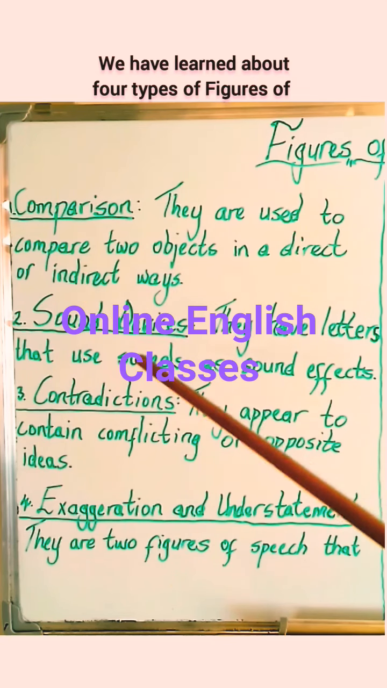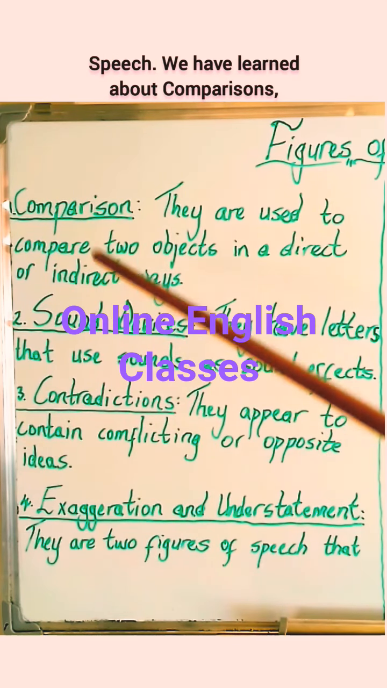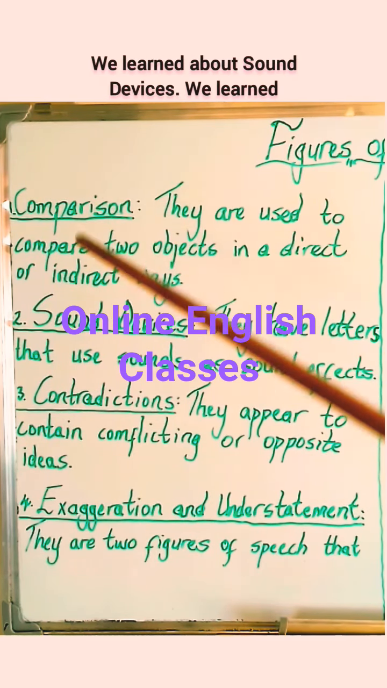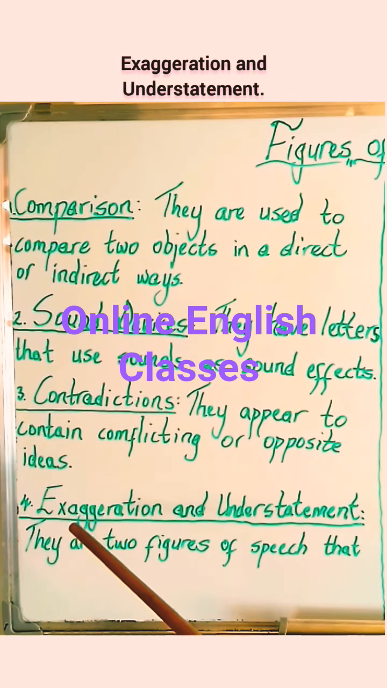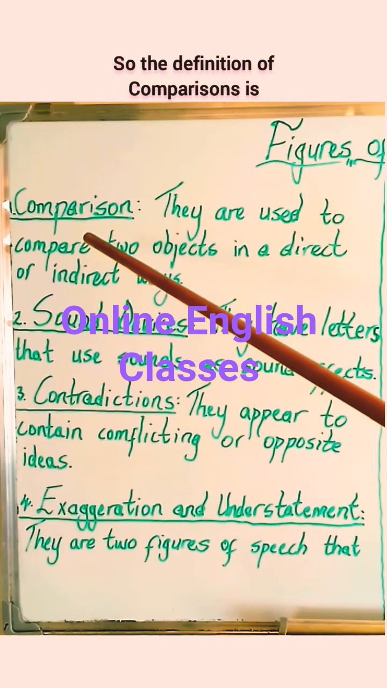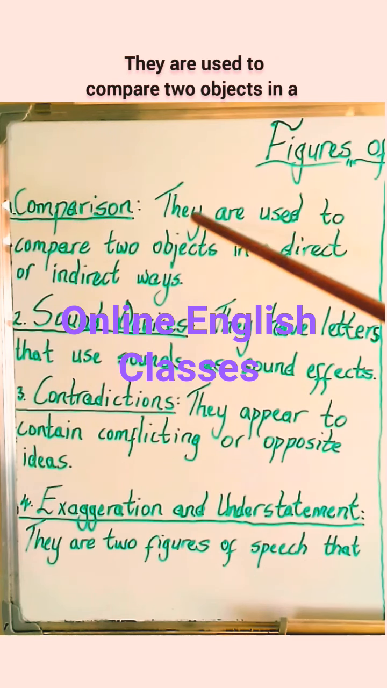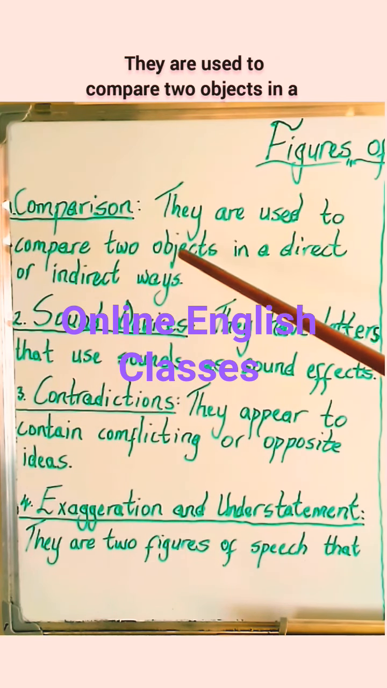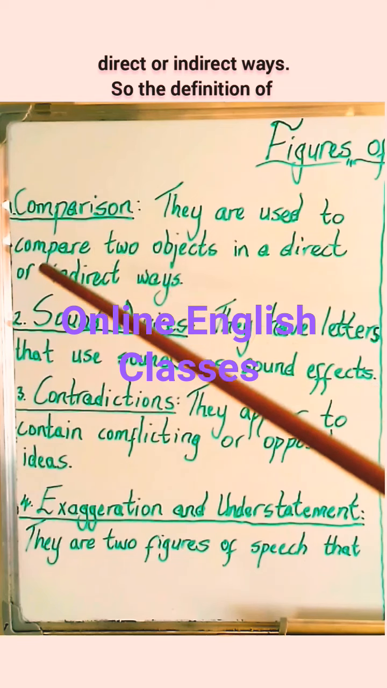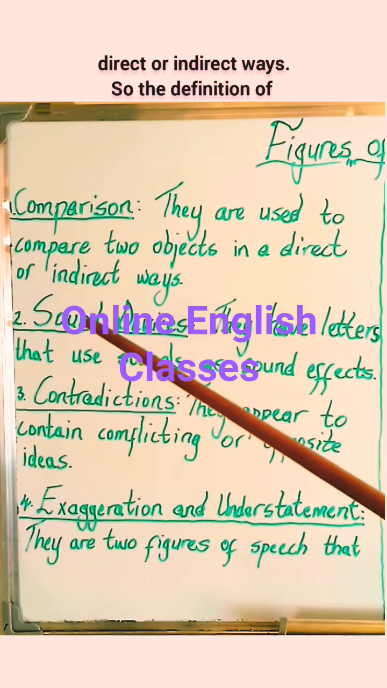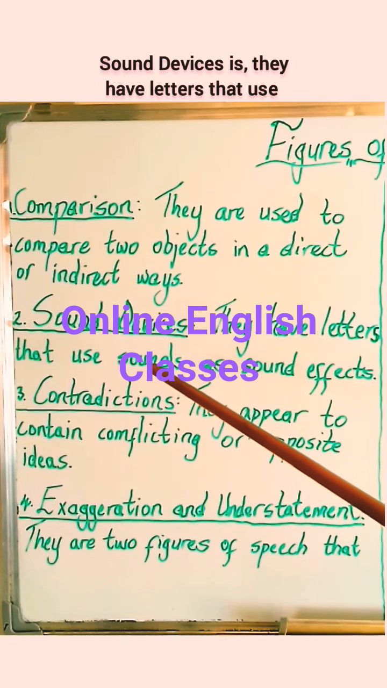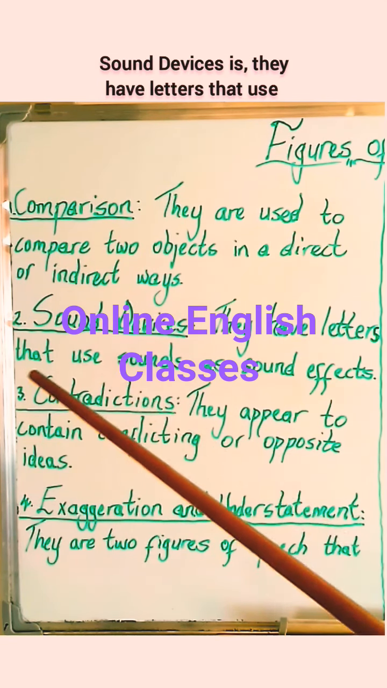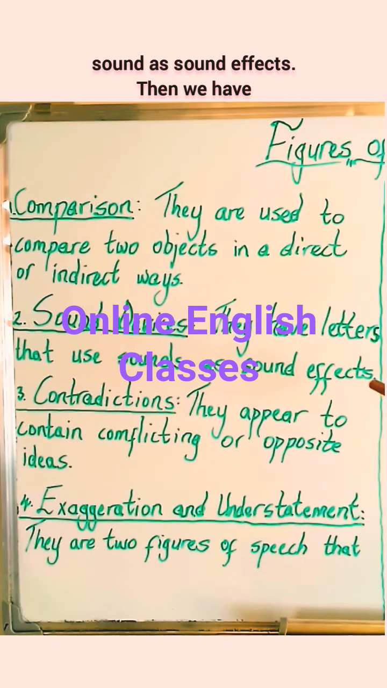We have learned about 4 types of figures of speech. We've learned about comparisons, sound devices, contradictions, and exaggeration and understatement. The definition of comparisons is they are used to compare two objects in a direct or indirect way. The definition of sound devices is they use letters for sounds as sound effects.